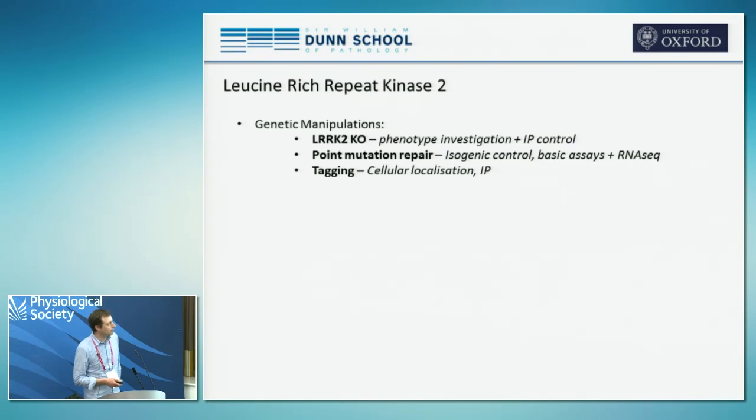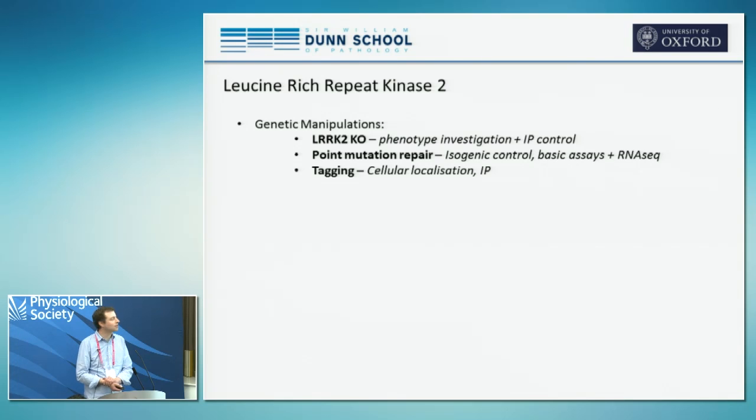Some of the genetic manipulations that are of interest to us and that we've carried out include just knocking out LRRK2, and the reason for this is to start to see if we can probe for any phenotypes that might pop out. It's also a very useful immunoprecipitation control for our proteomics studies as well.